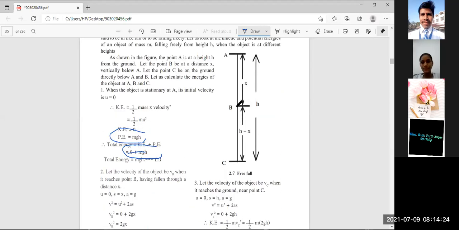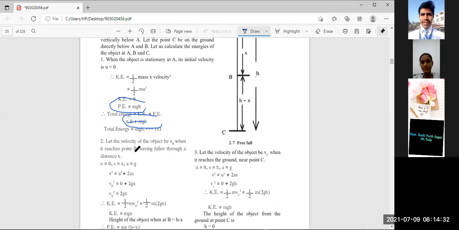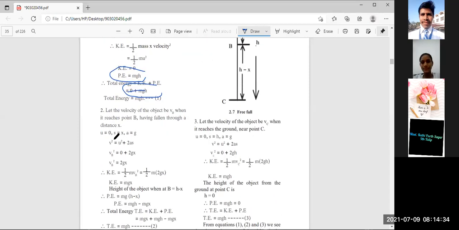Then we'll take point B. For point B also we'll get the same, but the height will be changed there. So the height is x. Then x we'll take for B, and a here means g, acceleration due to the gravitational force, if that object is under the influence of gravity.